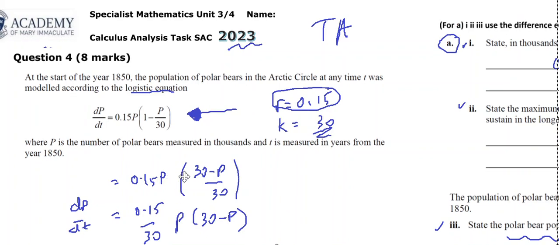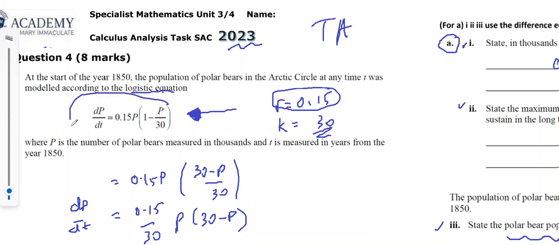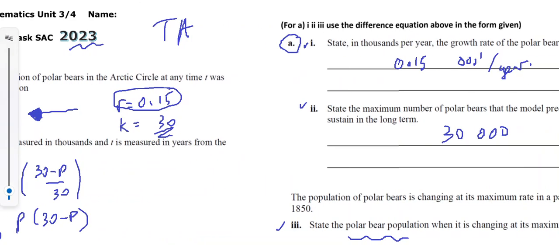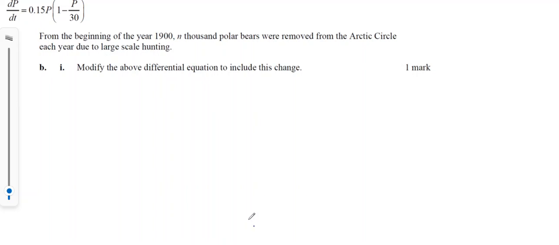Okay, so this is the same question, and it's 4b. So we have polar bears are changing, the numbers of polar bears are changing, and they're changing based on this rule here. Okay, so there is my rule up the top there.